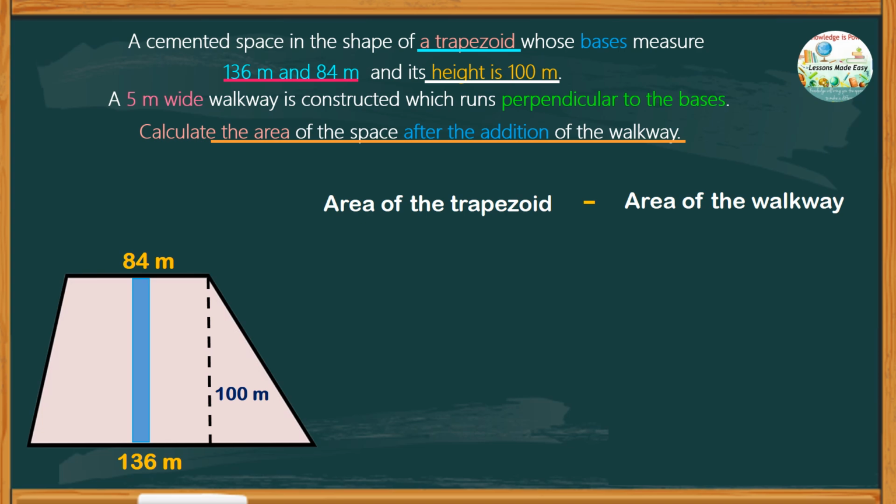Use the formula area equals base 1 plus base 2, then multiply the sum by the height, then divide by 2. We add the measurement of base 1 to base 2. Let's have the side with the length of 84 meters as base 1 and 136 meters as base 2. It doesn't matter if you switch the numbers, anyway you'll get the same answer.